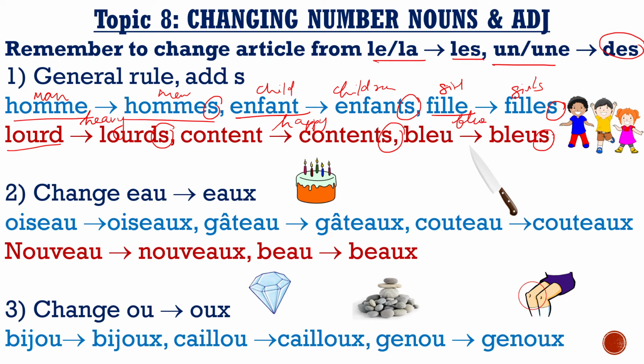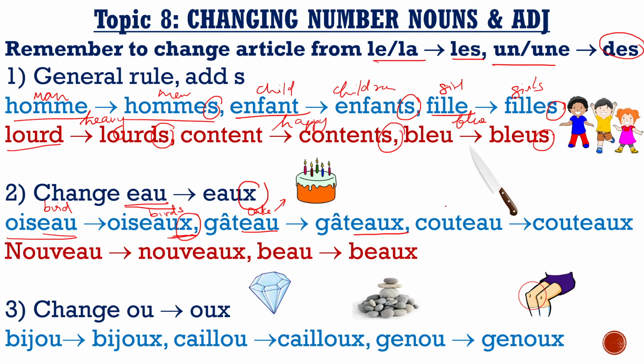Okay. Now, when you have a singular noun or a singular adjective which ends in EAU, the plural takes an X and not an S. Okay. So, oiseau, which is a bird, becomes in the plural birds is oiseaux with an X. Okay, not S, EAU ending becomes EAUX in the plural. Gâteau, which is a cake. Okay, singular is EAU, plural becomes EAUX, cakes.